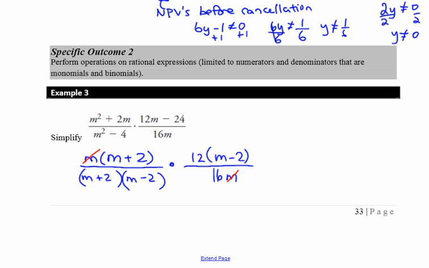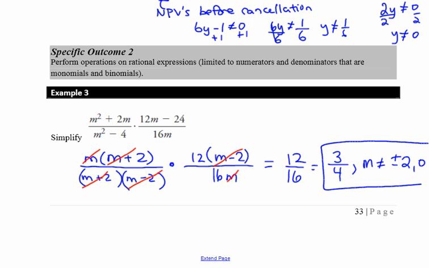So what else can cancel? M minus 2's. What else? M plus 2. So what are we left with? 12 divided by 16, or that we can divide both those by 4. 12 divided by 4 is 3. 16 divided by 4 is 4. Now, non-permissible values, we still have those. M can't be equal to plus or minus 2 and 0. So that would be my solution.